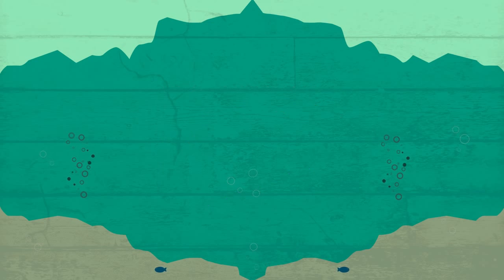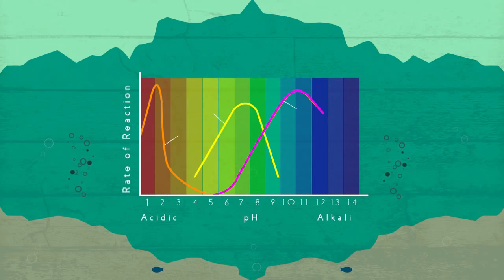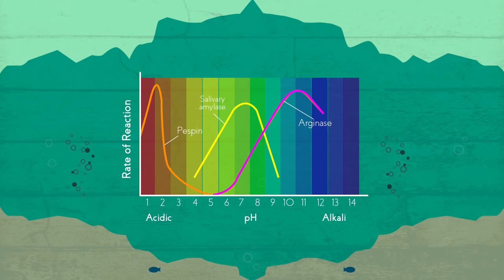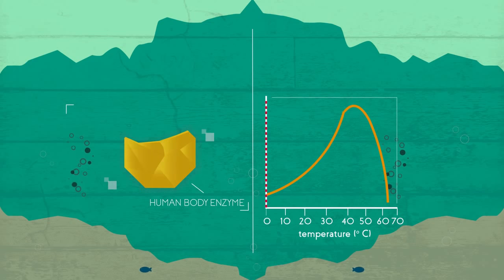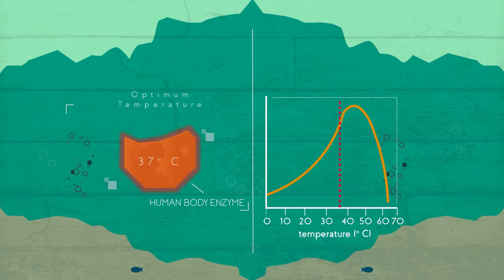Different enzymes have different preferred conditions, with some preferring acidic conditions and others preferring alkali conditions. Temperature is also an important factor, with most enzymes having an optimal temperature of 37 degrees and then denaturing above that.